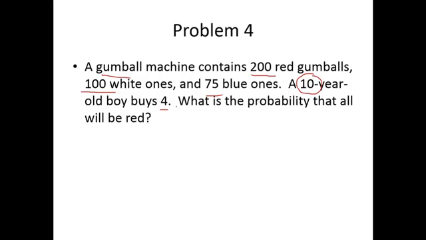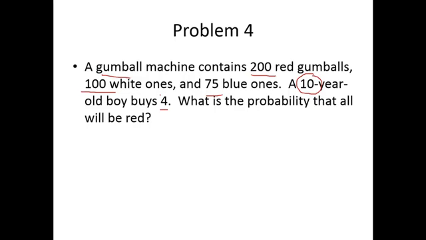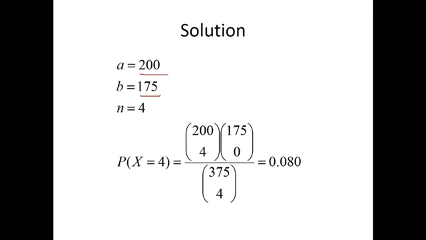Okay, this is hypergeometric. We have 200 successes, because there were 200 red gumballs. We're asking about the probability of red. Everything else together, 175, and we're taking a sample size of 4. What's the probability that all 4 of them will be red? Well, doing the calculations, we find it to be very small, 0.08.